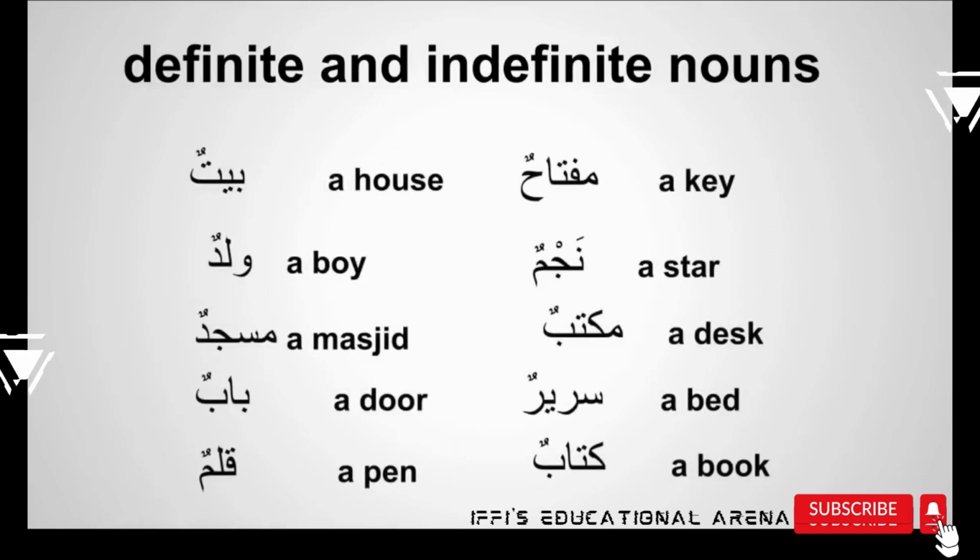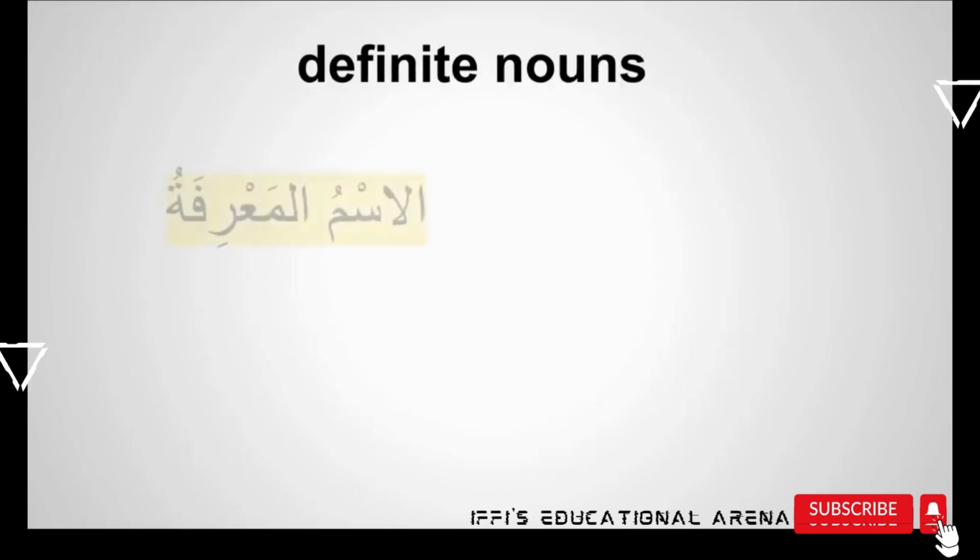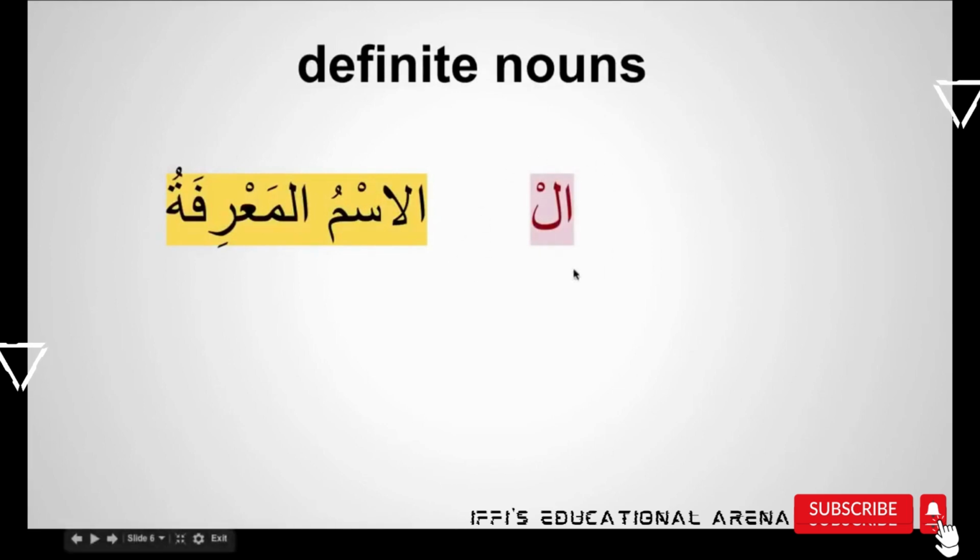Have a look here. It's miftahun, najmun, maktabun, sarirun, kitabun, all signs of indefinite. So how do we make these indefinite nouns definite? When we mean this particular book, this particular house, how do we do it in Arabic? Inshallah, we're going to learn in detail today. A definite noun, or al-ismul ma'arifa, remember, is made by adding a definite article which is called al.